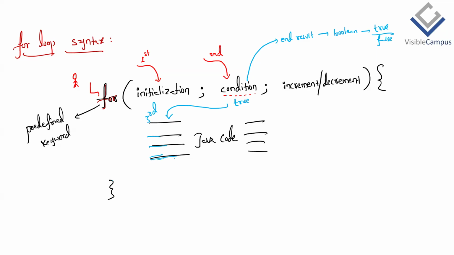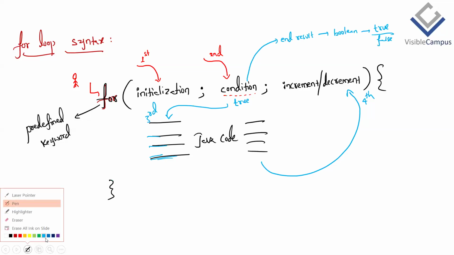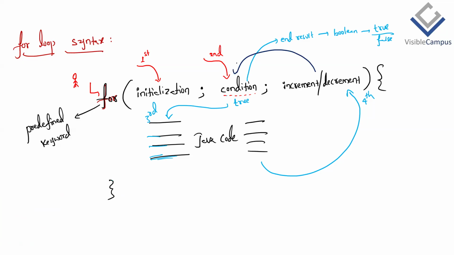After executing all these lines of code, JVM goes for the increment or decrement. This is the fourth step to be executed. Then from this increment or decrement, JVM again comes back to the condition check. This is the fifth step.